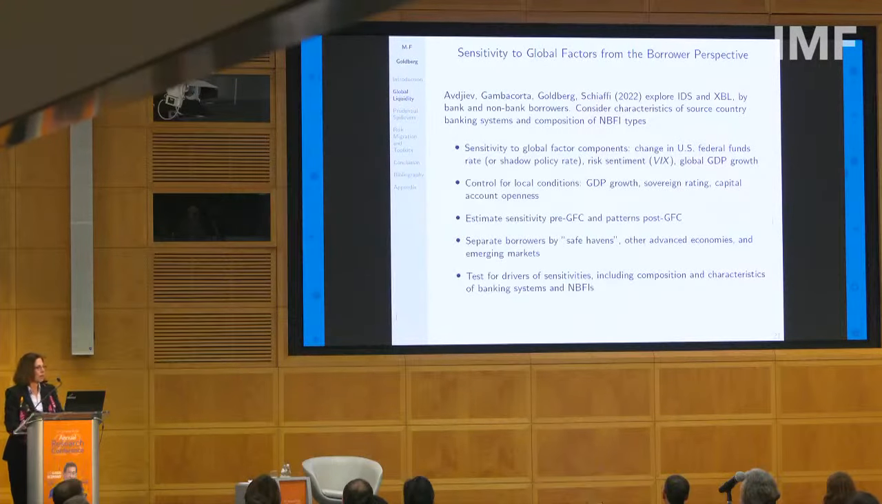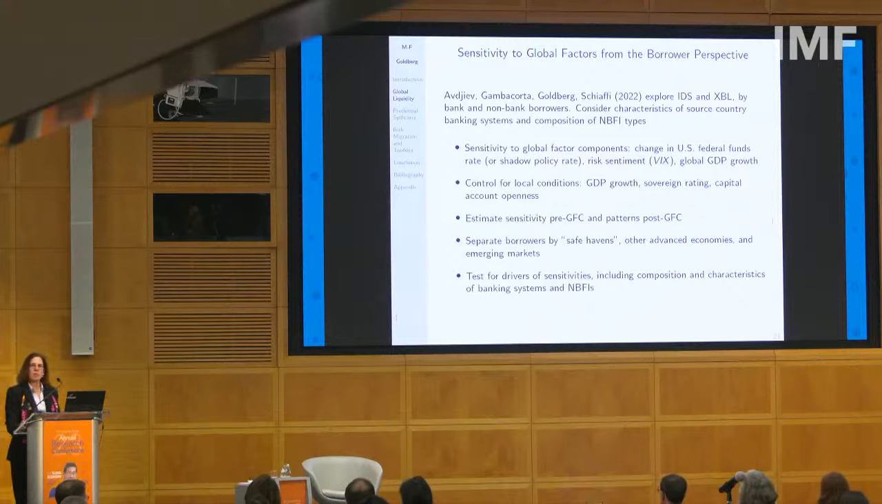Okay, so these next slides draw on my new research with Stefan Avdjiev, Leonardo Gambacorta, and Stefano Schiaffi, and our earlier work in the JIE. The data used cover our BIS statistics. They cover international debt securities and cross-border loan lending by bank and by non-bank borrowers. The analytics consider characteristics of source country banking systems and composition of non-bank financial institution types in inflows from the perspective of the borrowing country.